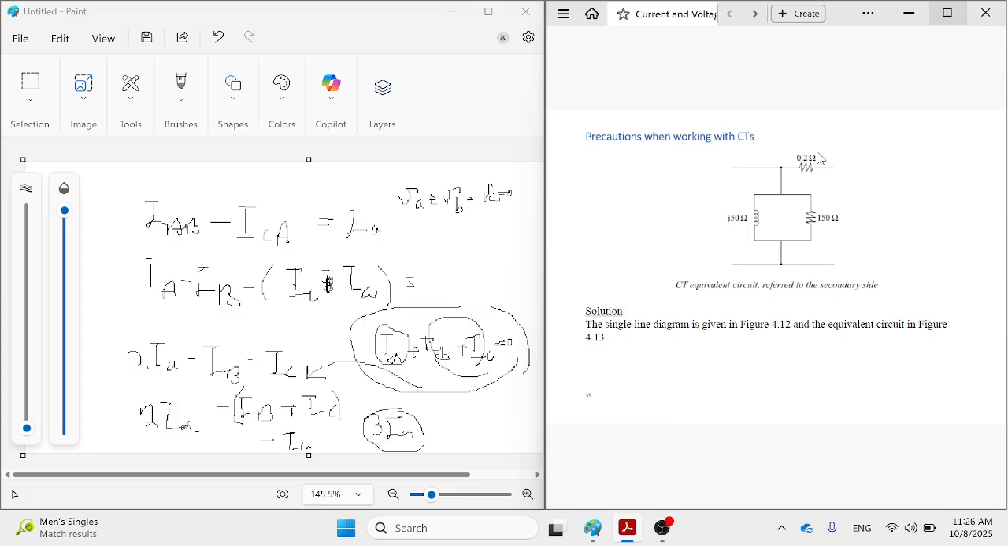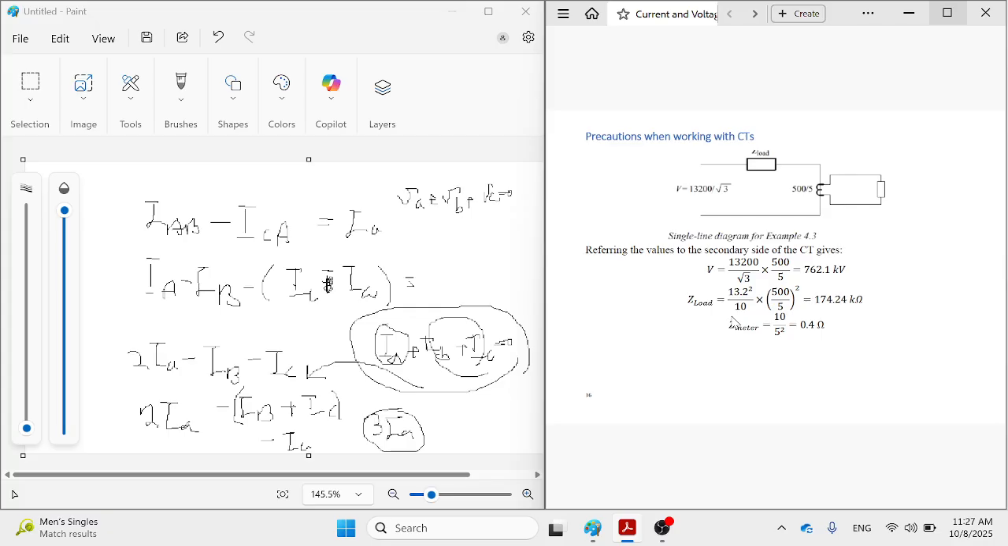This is the leakage impedance, which we considered in the electrical machine as a Z equivalent. Okay, only the R is given, so the X is ignored because it was a small value. So the X is not there, and this is the parallel branch. This is XM, this is RC. So these two are given to you, correct?